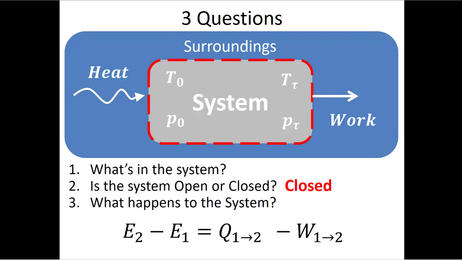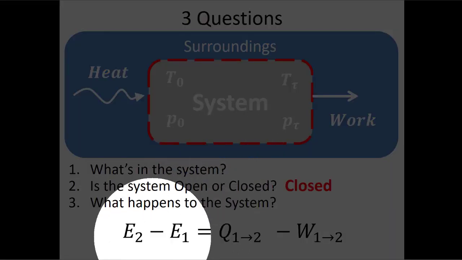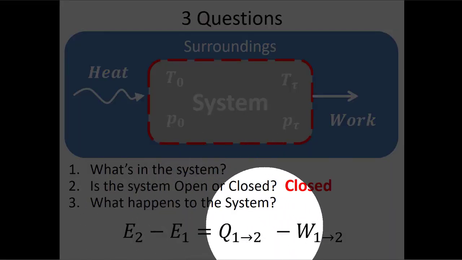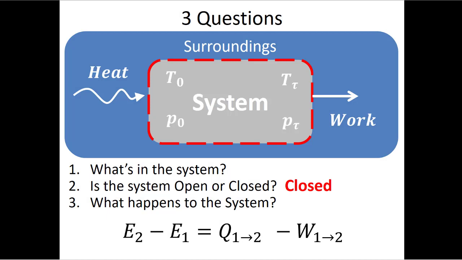The first is, what's inside of our system? Is it air? Is it water? Is it some other type of material? The second is we need to ask ourselves whether the system is open or closed. So far, we only know how to use closed systems, and because we have a closed system, we're going to use the closed system version of the first law, which is down here.